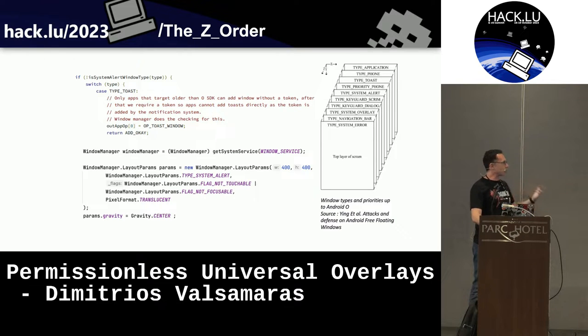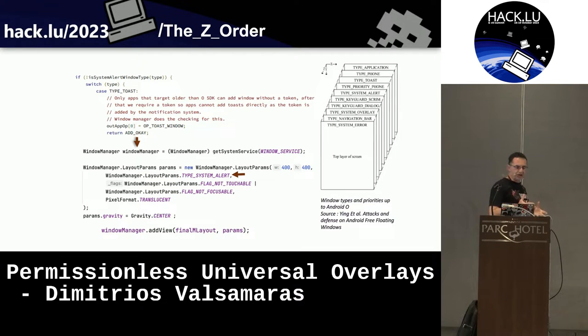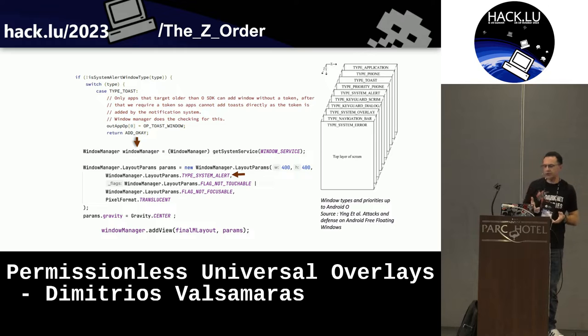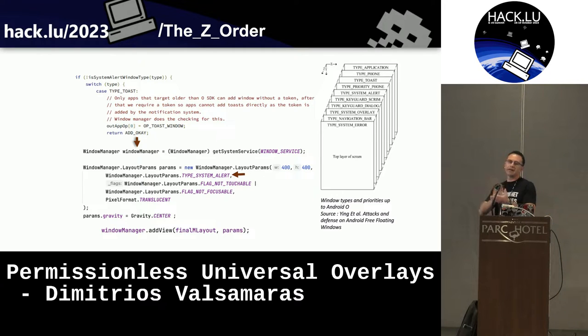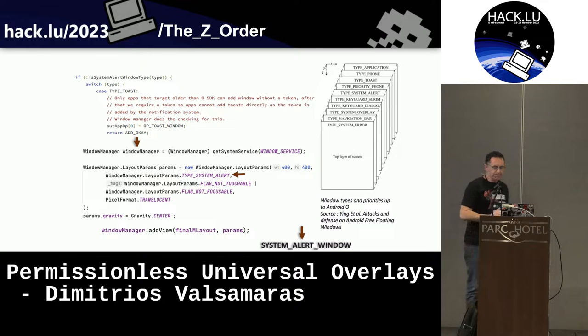Every Android app can request such a type. The technique is pretty simple. Obtain a window manager instance, use the layout parameters class in order to request the specific type, and then use the addView method of the window manager in order to attach a view to the newly created window. Now, a couple of things here.